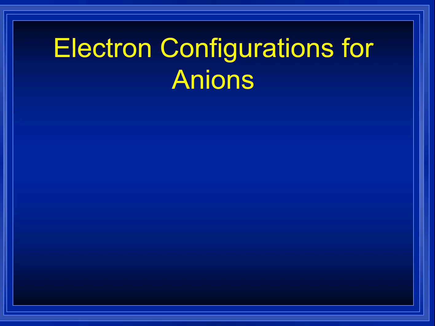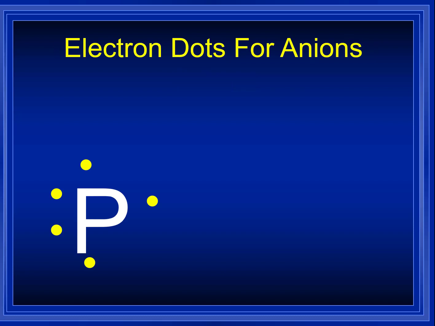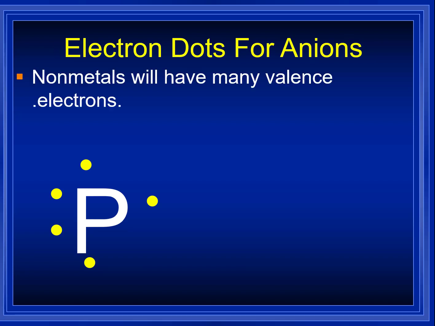Let's do the other way. What about anions? They gain electrons. And we don't need to talk about the electron configuration. They're going to get noble gas configuration. We want to talk about dots, right? Non-metals will have lots of valence electrons. Why? Well, over on the right-hand side, they have a big nuclear charge so they can hang on to lots of charge.